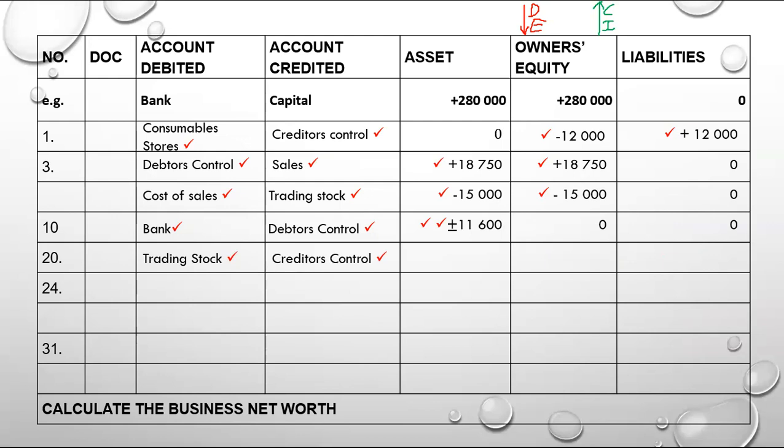Our trading stock increases our asset, and no owner's equity account is affected. So under owner's equity, we'll have 0. And we are going to owe Yangtze more. So that's why under liabilities, we'll have plus 17,005. That's it. Let's go to the 24th.